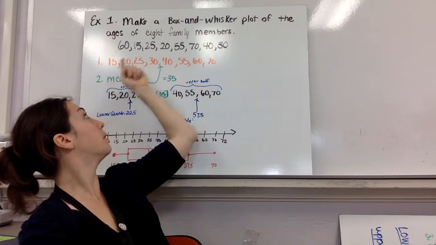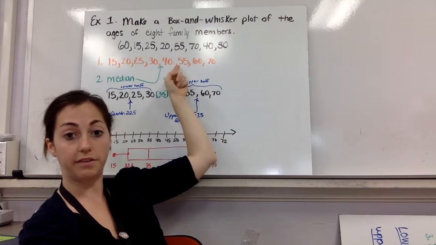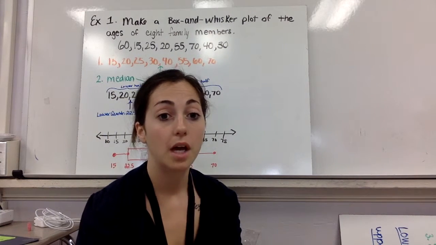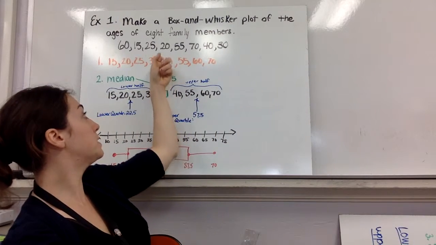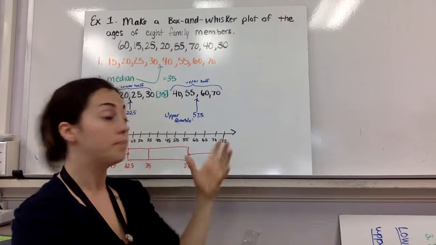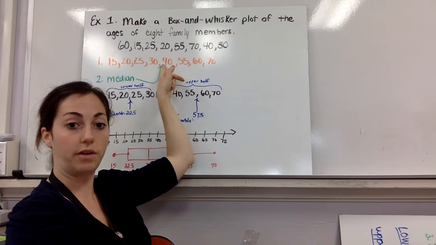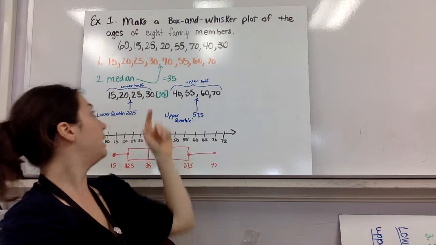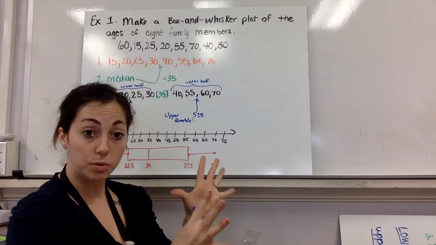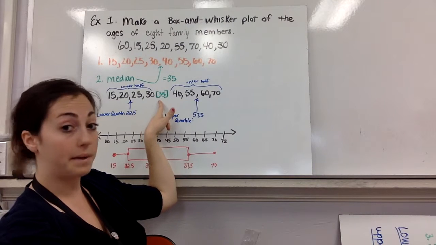So putting them in order, that's 15, 20, 25, 30, 40, 55, 60, and 70. Step 2 says find the median. So there are 8 family members, so the median isn't one of these data values. It's in the middle. In the middle of 30 and 40 is 35. So my median is 35. Cool. Now we need to split it into upper and lower halves because my median is not used. It's not in my upper or lower half. So I have it here, but it is not in it.